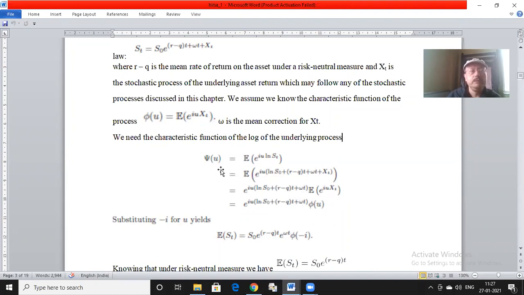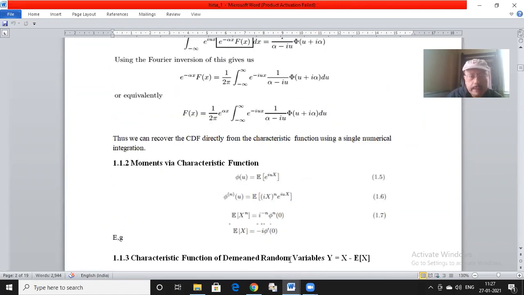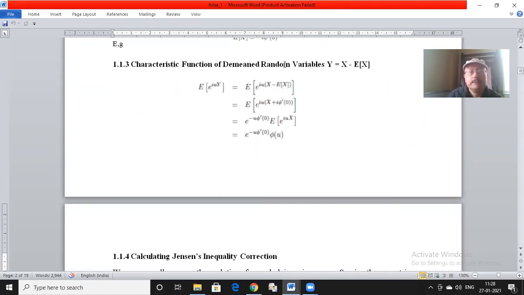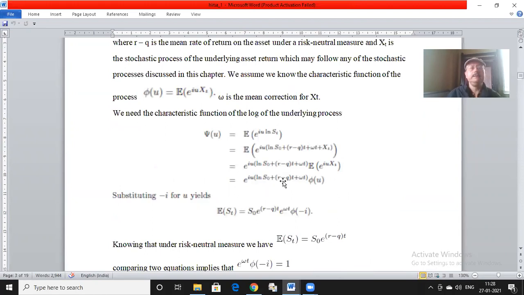So I know that psi(u), the characteristic function of log S_T, will be phi(u), the characteristic function for X_T, times this mean part. So this is essentially what you can think of as the mean part. So this is in the same spirit as here, this demeaning of random variables here. So this term here and this term here have the same spirit. And again, I use that trick once again.